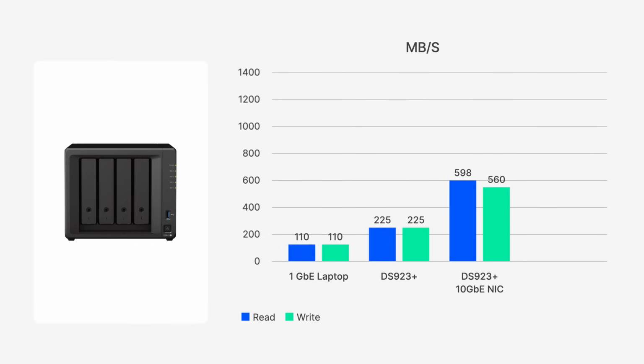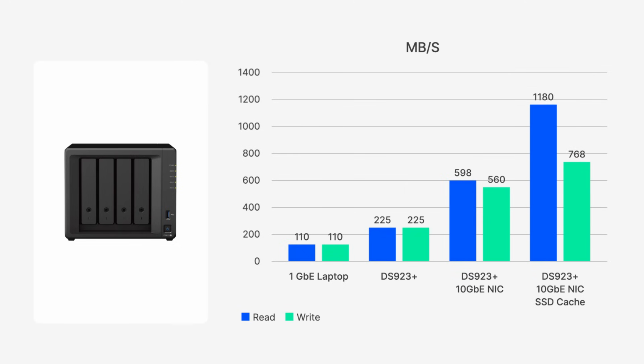So between 500 and 600 megabytes per second, both read and write, which is essentially the cumulative speed of 3 of those drives working together at once, the 4th being retained for parity. And finally, if we add the SSD cache as well as the NIC, now we're going to see the maximum benefit. Here we get a read speed of over 1 gigabyte per second, and a write speed of nearly 800 megabytes per second.